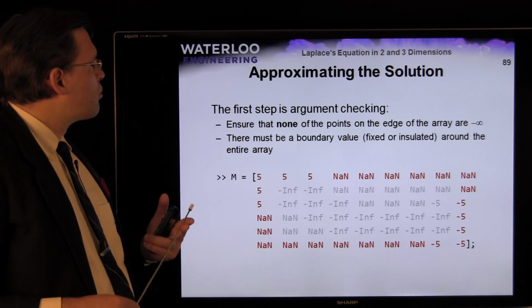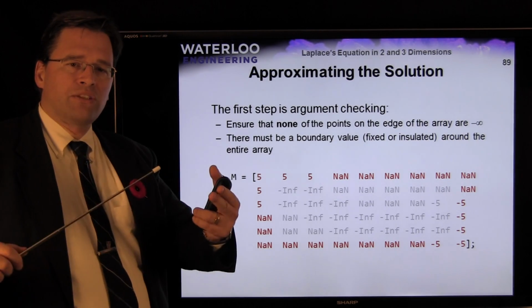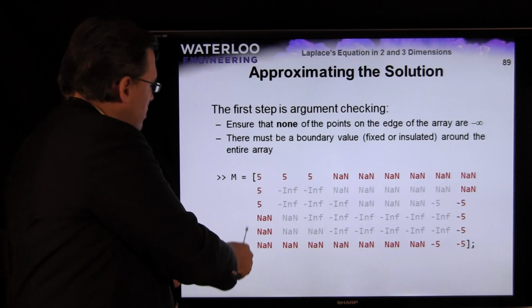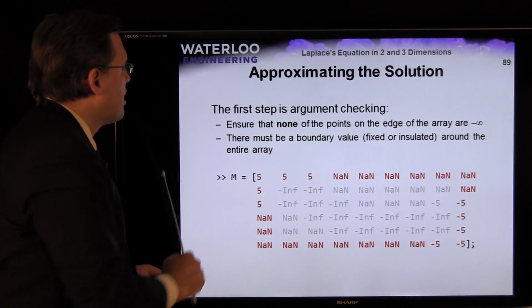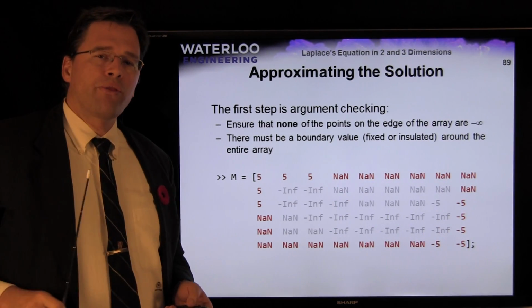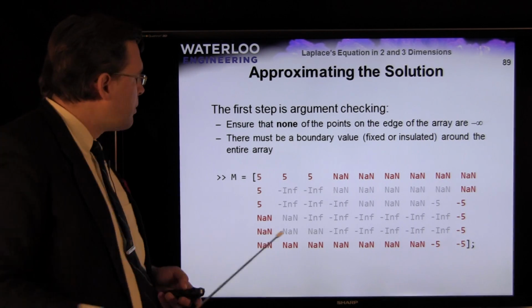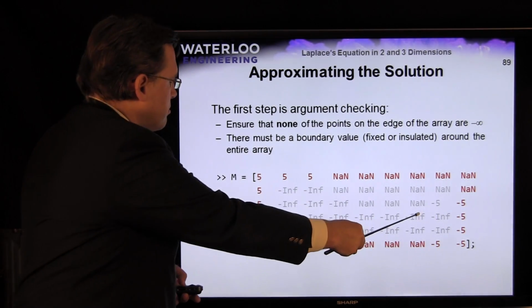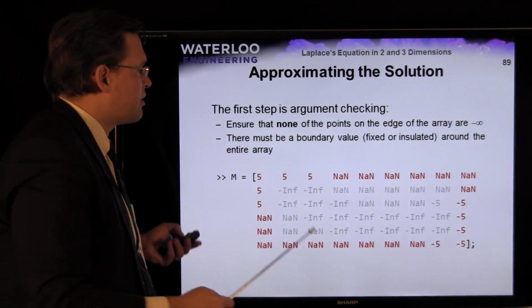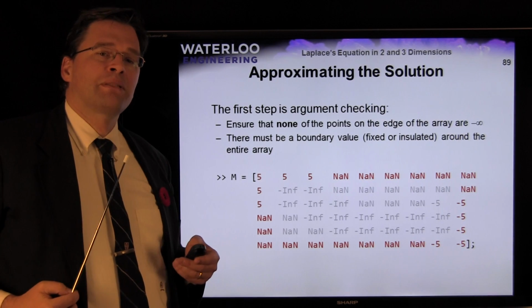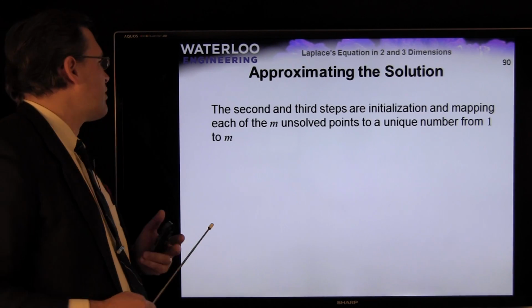So the first thing you're going to be doing as soon as the arguments are passed in, the user is going to pass in the matrix, is you will check the entire boundary and make absolutely sure that all the points are not negative infinity. We can have a negative infinity on the interior, or we can have different values on the interior, it doesn't matter. But the only negative infinities must be up here in the interior.